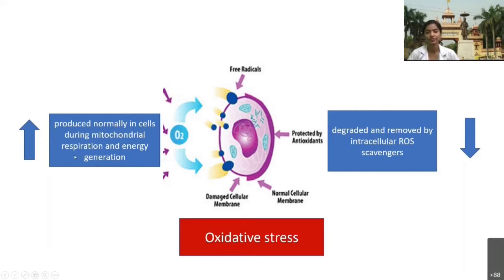Suppose there is increased production, and the body at the same time has antioxidants to circumvent this effect of increased reactive oxygen species. If there is increased production of reactive oxygen species, as well as decreased degradation of these reactive oxygen species, this will lead to oxidative stress.